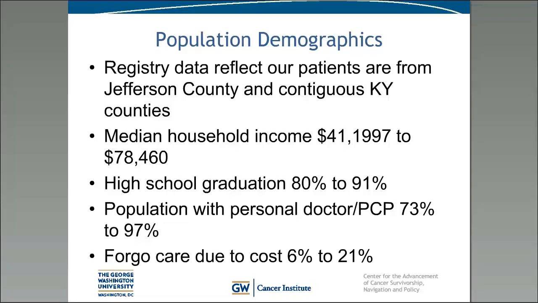I just went on the internet, and it's amazing the information you can find on the internet, and I'll go into that a little bit more. But the median household incomes ranged in those counties from 41 to 78, so there's some variation there. Some variation with regard to the degree of education and the percentage of patients who said they had a personal doctor, as well as the percentage of patients who said they had foregone care due to the cost. And again, since we weren't really looking at this in terms of the ACA, we wanted to specifically hone in on disparities and barriers related to cancer care.